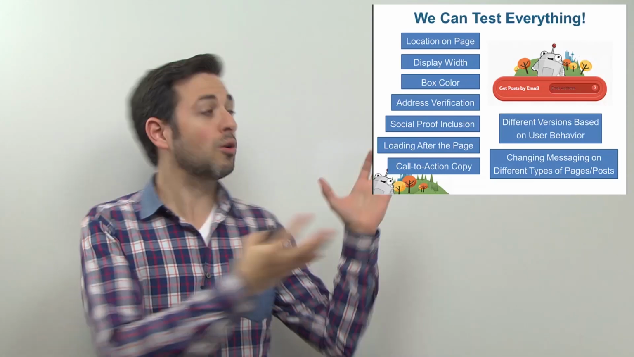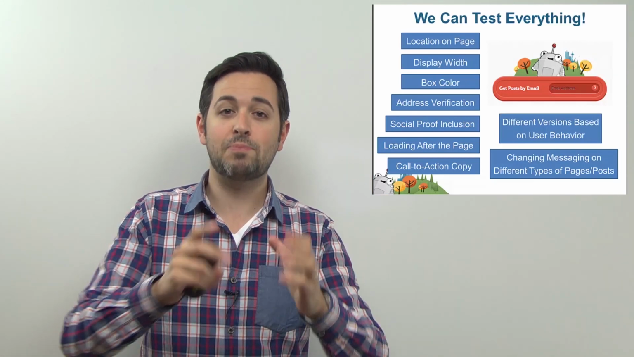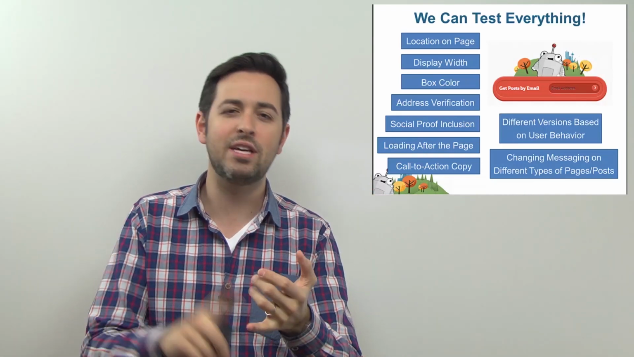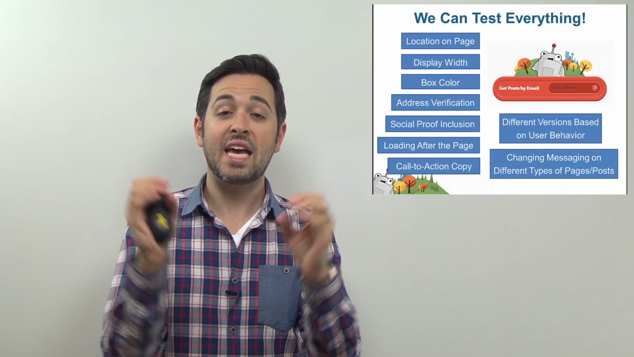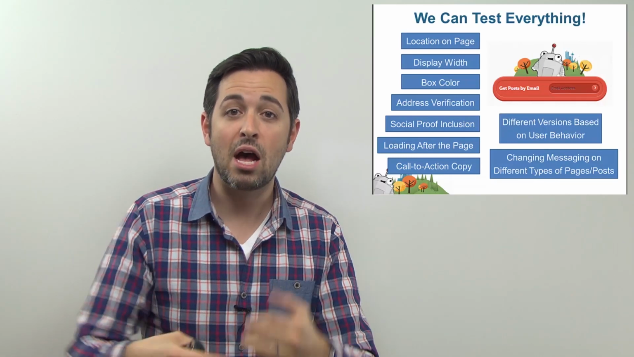We could test where we want to put this on the page, location on the page. Maybe we want to have it higher up or lower down. We can test the display width of the email box, the box color. Maybe red is bad. Maybe we need it to be green or blue or gray. We could test address verification. So when you type in your email address, it actually checks for whether you have a real email address or not, and maybe that'll help more people get through.